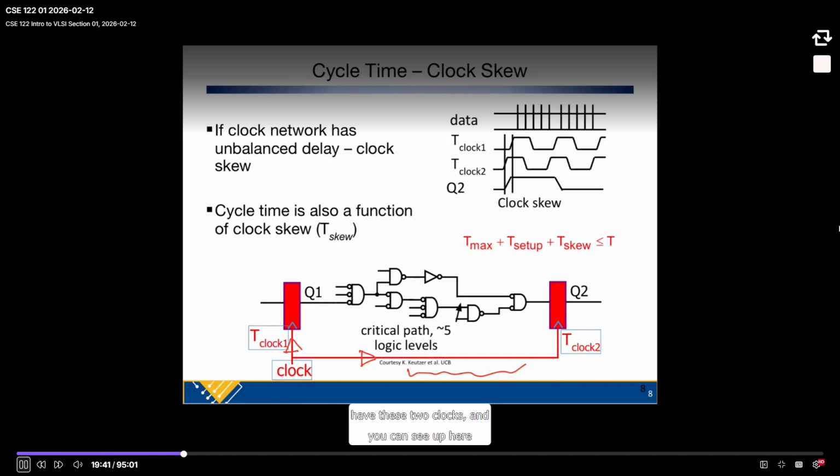But here, you basically have these two clocks, and you can see up here at the top that they are not the same. They're offset by a small amount, even though you intended them to be the same. Now, that can be good or bad. You have to add that to the overhead. But now, which clock is early and which is late, right?